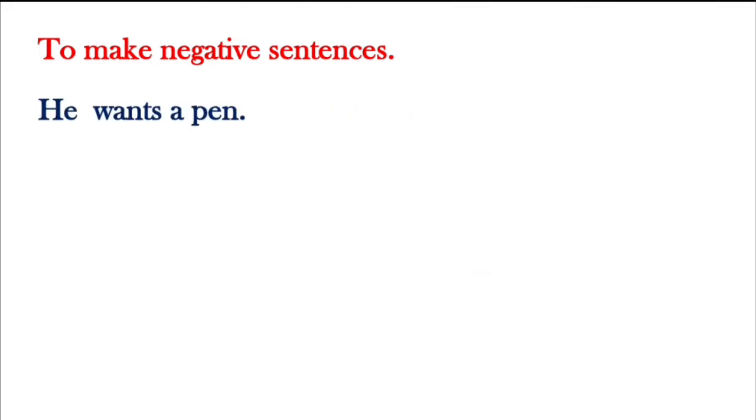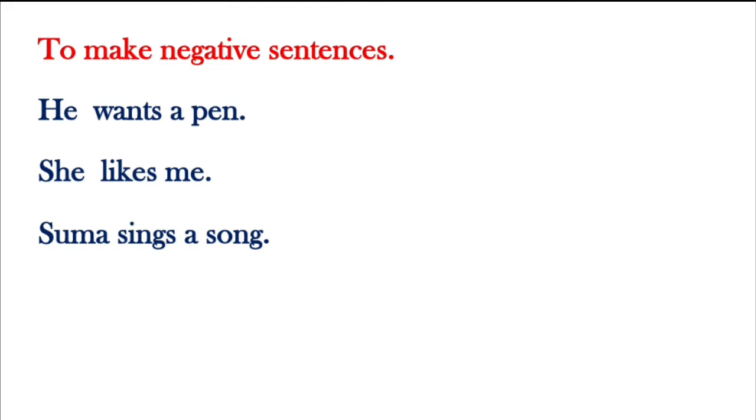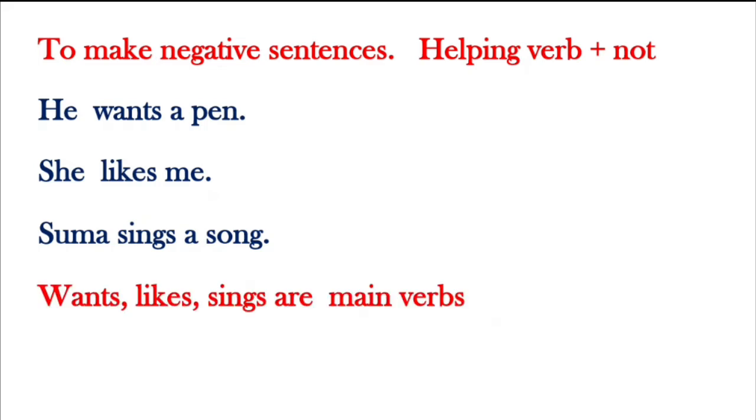Let us see: he wants a pen, she likes me, Suma sings a song. Look here, the subjects are singular. So the main verbs are in the s form, the does form: wants, likes, sings. To make these sentences negative, we need a helping verb, but here wants, likes, sings are the main verbs, so there is no helping verb. So what do we have to do? In wants, likes and sings, the s means the does form. We have to use that does as a helping verb to make a negative form.